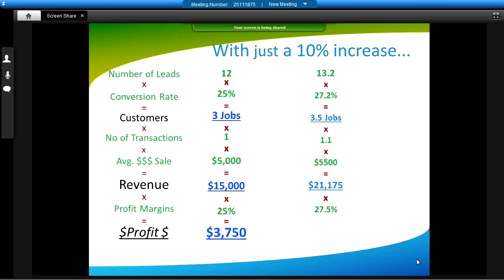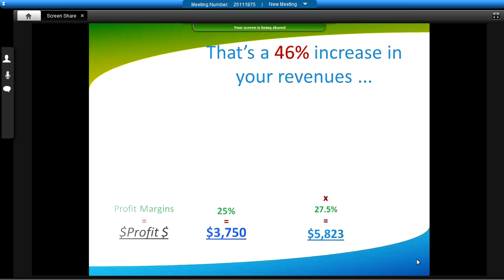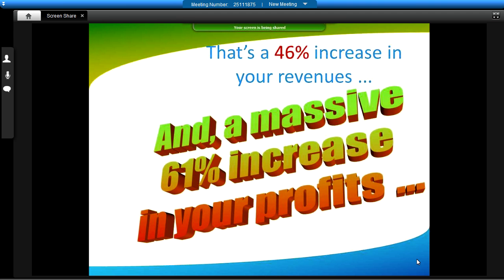But if we increase our profit margin from 25% to 27.5%, making small changes in our business, look what happens in this particular example. Instead of us making $3,750 in profit, it's about $40,000. We now jump up from a company that makes $40,000 on an annual basis to a company that's making nearly $70,000. So if you look at that, that's a 46% increase just in your revenues and 61% increase in your profits. What if you could do that month over month for a period of time and sustain that?